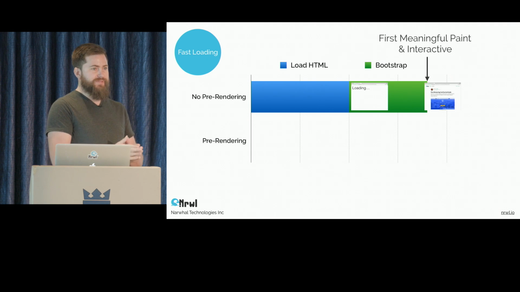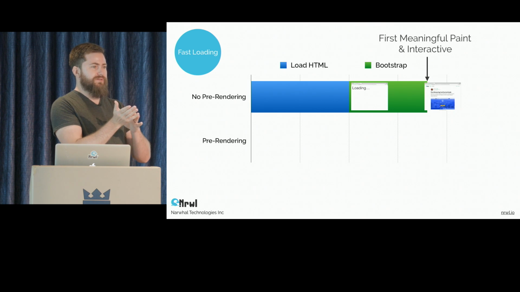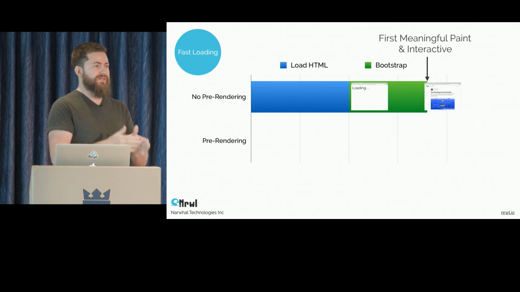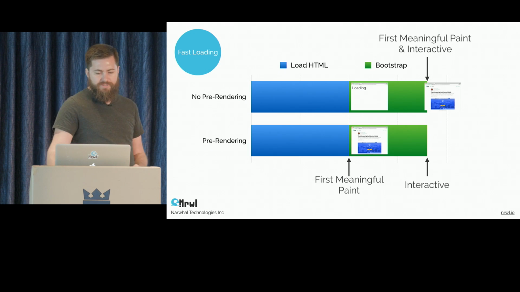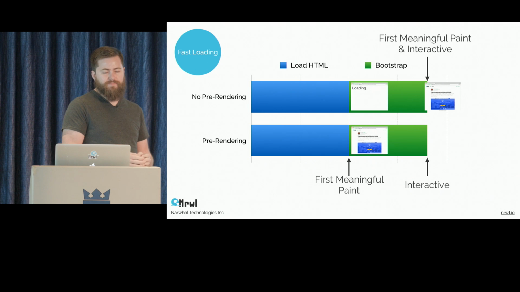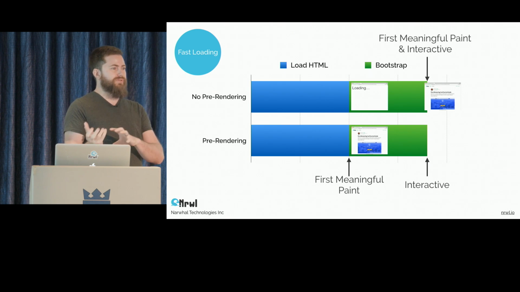So without pre-rendering, we see both of those metrics happening at the same time because we see this loading thing, which is meaningless, and then we see the content and interactive because Angular's done bootstrapping at the very end. But what pre-rendering lets us do is short-circuit this by moving the pre-rendering of the content either to build time or to the server, which it can be done more quickly, presumably.